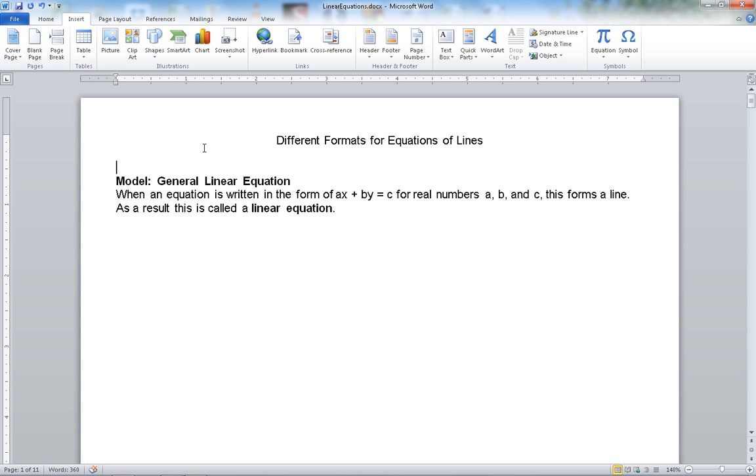When an equation is written in the form of ax plus by equals c, where a, b, and c are real numbers, then we call this a linear equation, and it forms the graph of a straight line. Notice that x and y are only raised to the first power, so we say that these are first order in x and y, and a, b, and c are just numbers.